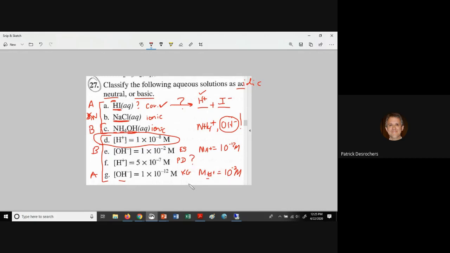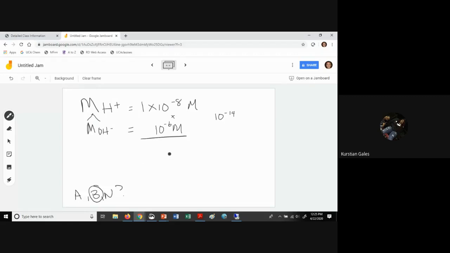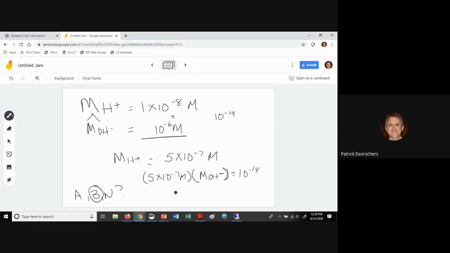So what do you think about this one? I did my calculations. Neutral. Okay, I got 5 times 10 to the minus 7 molar. That's the molarity of the H plus. So I've got to do the math. 5 times 10 to the minus 7 molar times the molarity of the hydroxide equals 10 to the minus 14. If I solve for the molarity of the hydroxide, I got 2 times 10 to the minus 8 molar.